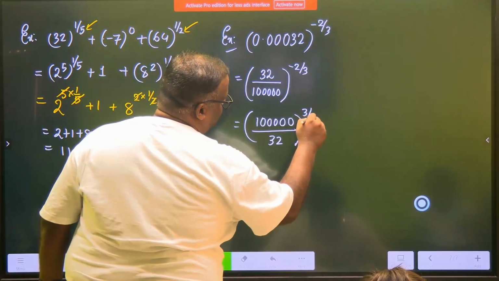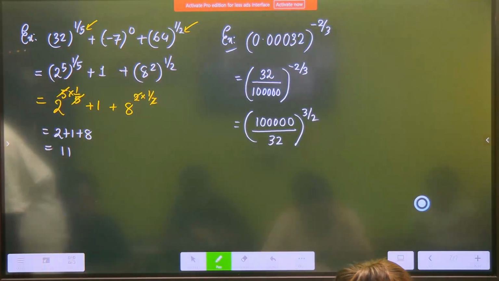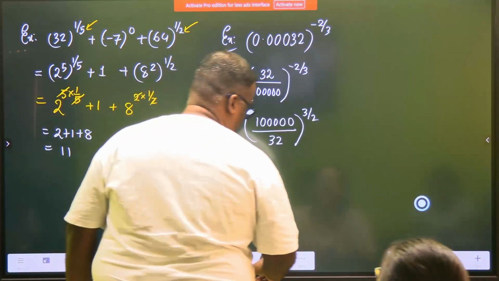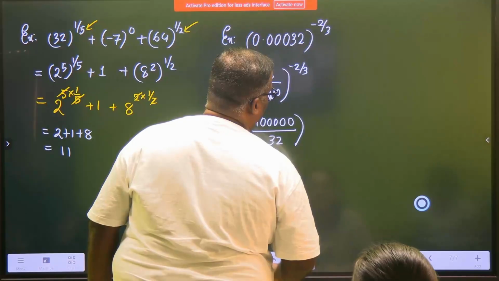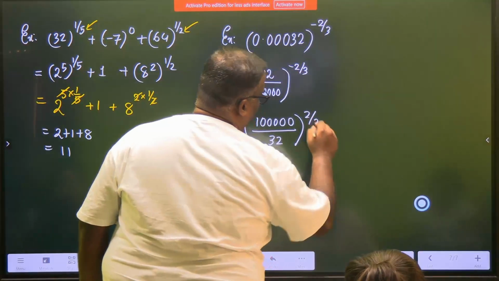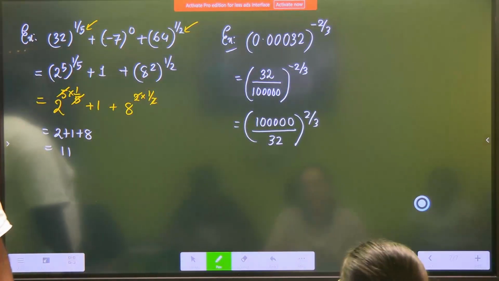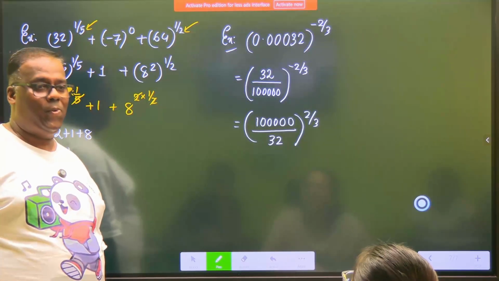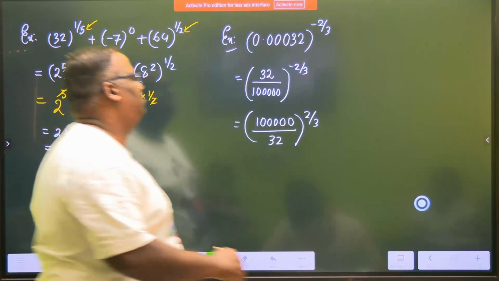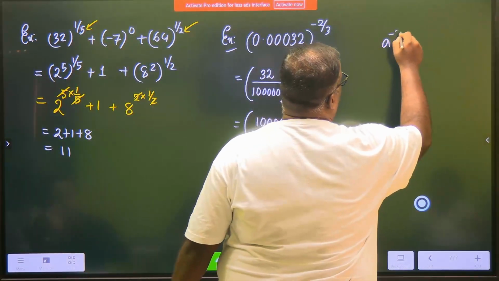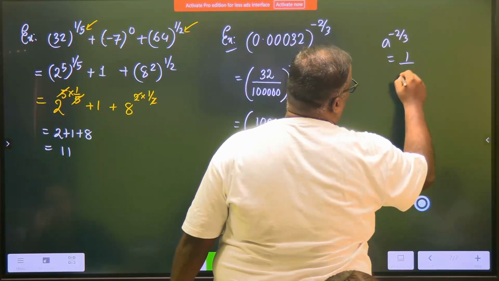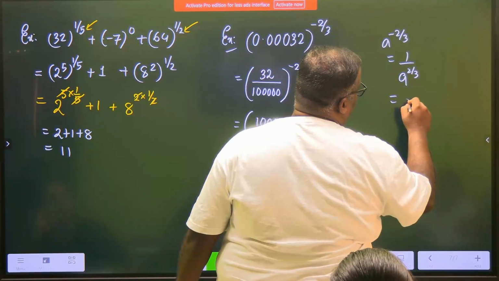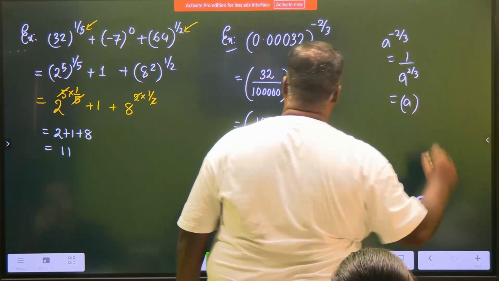This becomes 3 upon 2, by 3. It will be 2 by 3. Check. देखो. A to the power negative 2 by 3 becomes 1 by a to the power what? 2 by 3. And you are trying to write it as now a to the power.